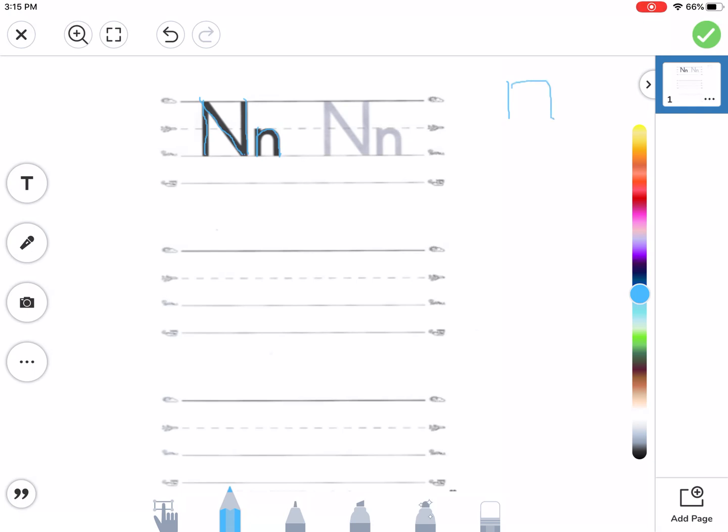Mrs. Hensley does not want to see any of this. Okay, I don't want to see that. I will be watching to see if your lowercase n looks like that. Do you see how Mrs. Hensley went back up the line? That's what Mrs. Hensley did, and that's what I want you to do.